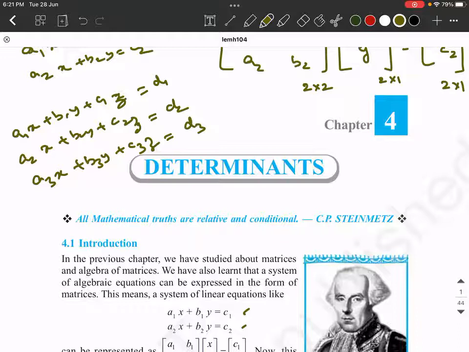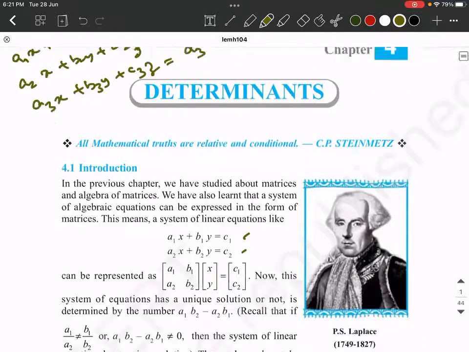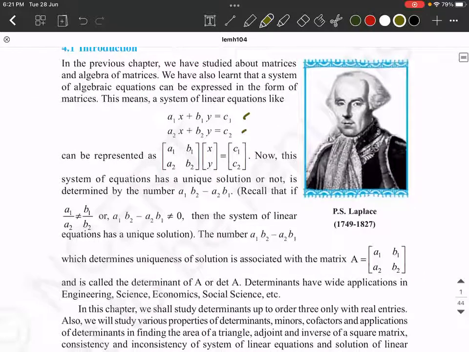There's a reason. Okay. So basically, if somebody asks you why do we need determinants to solve simultaneous linear equations, that's it. You cannot solve a quadratic equation this way. Only linear equations are going to be solved.